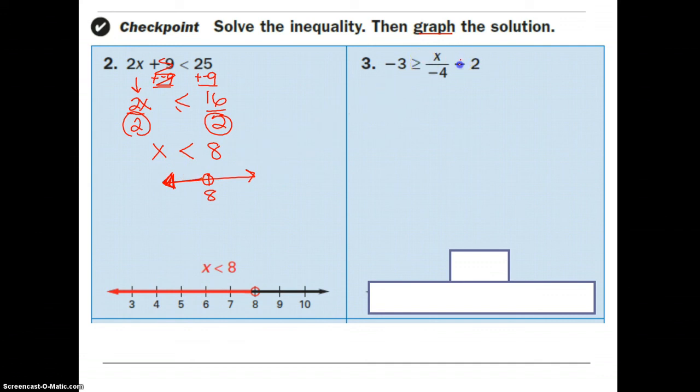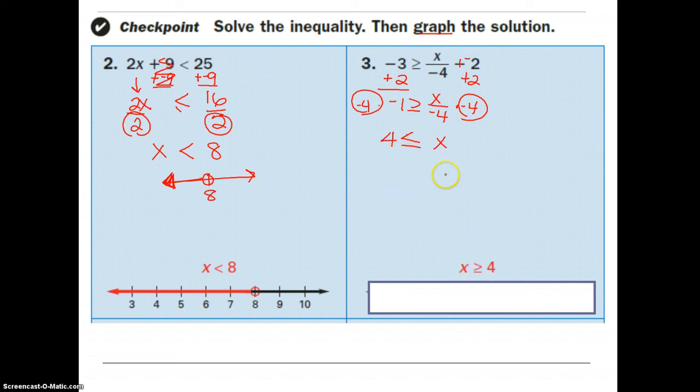Number 3, add the opposite. We need to clear the 2 by adding 2 to both sides. Becomes negative 1. Nothing happens with the inequality because we added, so it doesn't matter. We got to clear the dividing by negative 4 by multiplying by negative 4. You get 4. You get x left alone. I multiply by a negative 4, so this does flip or reverse. 4 is less than or equal to x.